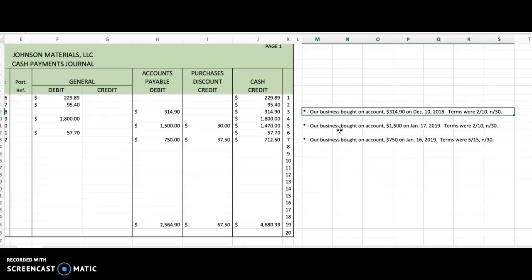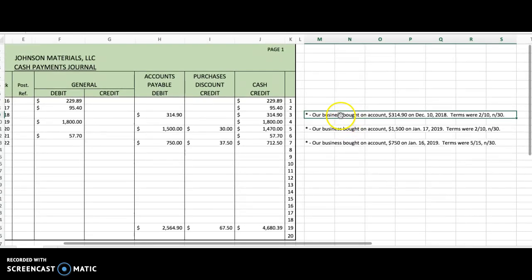Our business bought something from the Timken company. Probably this was inventory, and it would be found in the purchases journal. And that would have been recorded on December the 10th of 2018. So about a month ago. Our business bought something for $314.90. Terms were 2/10, n/30. Remember, 2/10 means 2%. If we pay it within 10 days, we would have gotten a discount, or the net amount is due in 30 days.